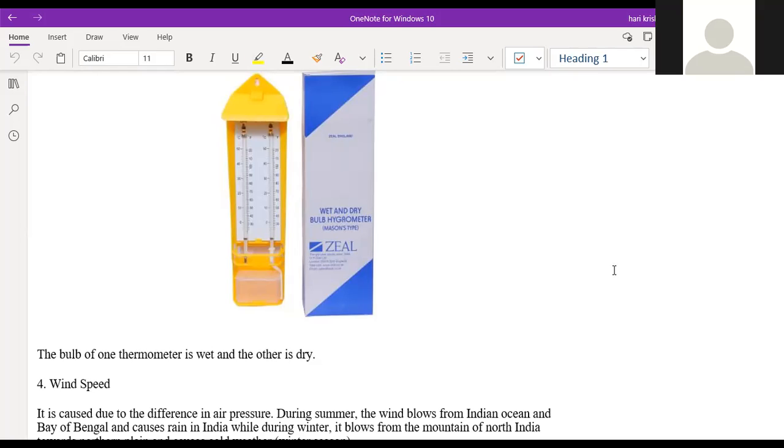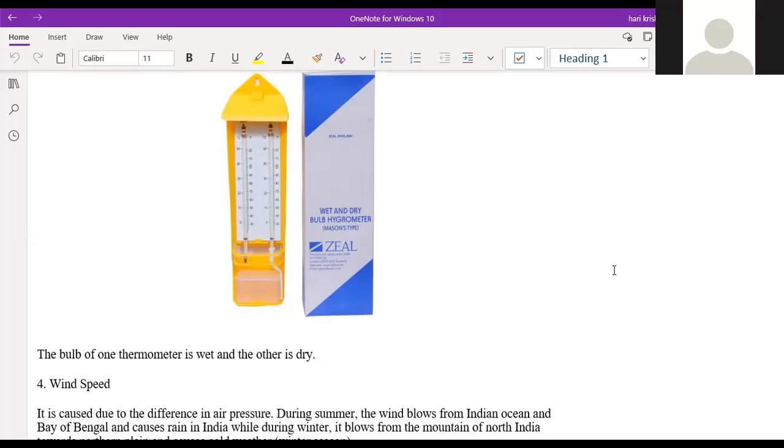Sir, what is the wet and dry bulb hygrometer? A hygrometer is used to measure the amount of humidity in the air. It has two thermometers: one is the dry thermometer, the other is the wet thermometer. When you keep them in the outside atmosphere, they measure the temperature in both, dry as well as wet. With the help of this, you can calculate what the humidity is in the given air.